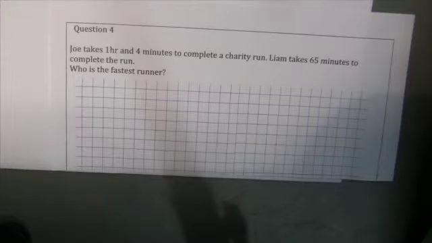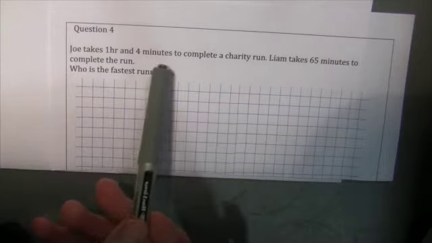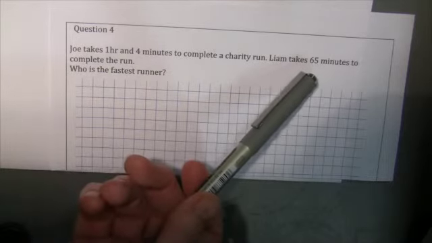Question 4. Joe takes 1 hour and 4 minutes to complete a charity run. Liam takes 65 minutes to complete the run. Who is the fastest runner? The first thing I need to do is change both times so that they can be compared. I've got one in hours and minutes and one in just minutes.